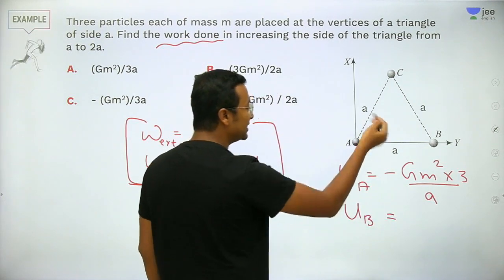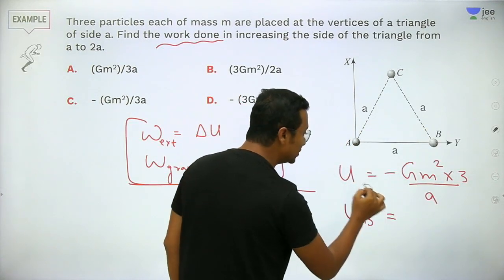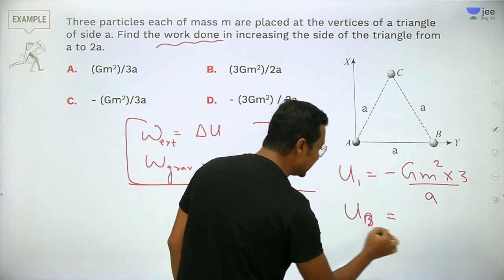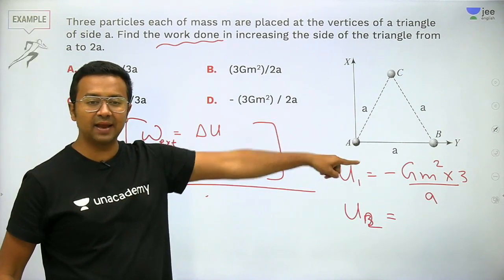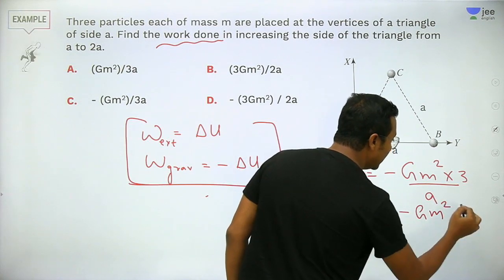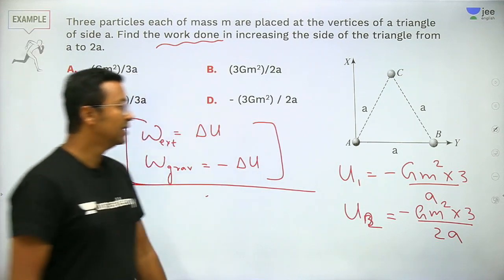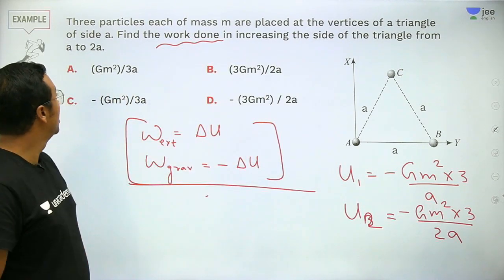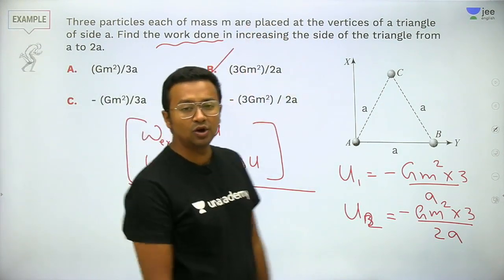Like say first setup. Let me change the notations, otherwise it will be confusing for you whenever you refer to the notes later, and this let's say is 2. U1 is minus Gm square 3 times divided by A, and U2 will be minus Gm square into 3 divided by 2A. That's going to be the only difference. When you take the difference, you will get a positive value, and the answer will come out to 3 divided by 2 Gm square upon 2A.